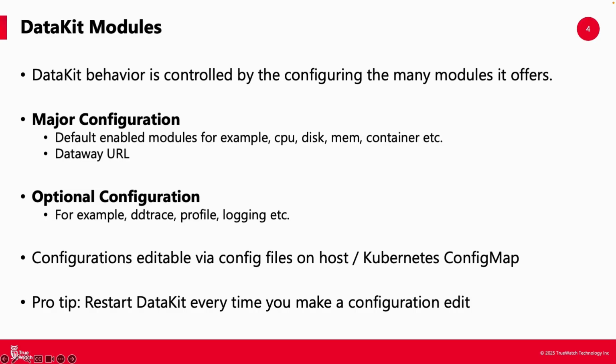Optional configuration enables additional features like DD-trace, profiling, and logging, which are ideal for deeper application-level insights. You can edit these configurations via a config file on the host or a Kubernetes config map when running in clusters. Also, a pro tip is to always restart DataKit after changing configurations so that the new settings take effect.